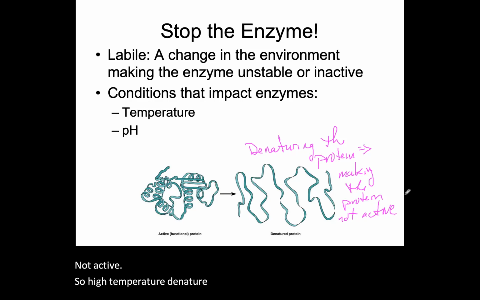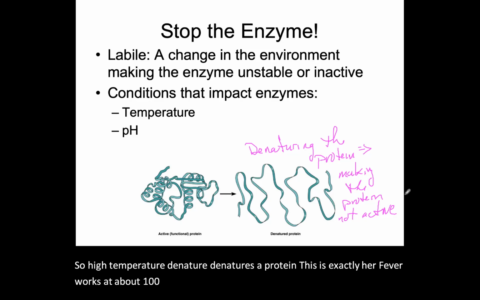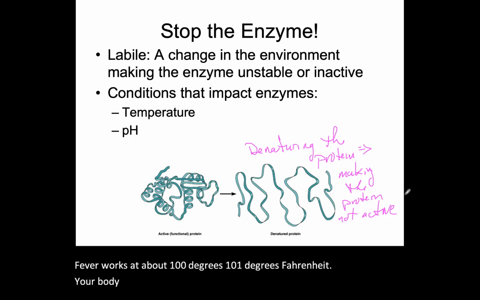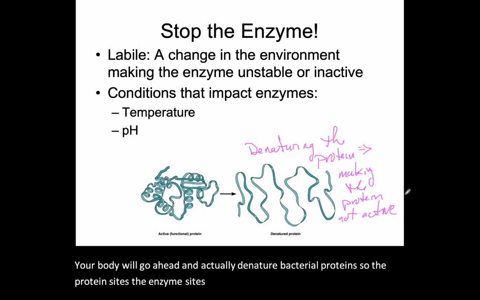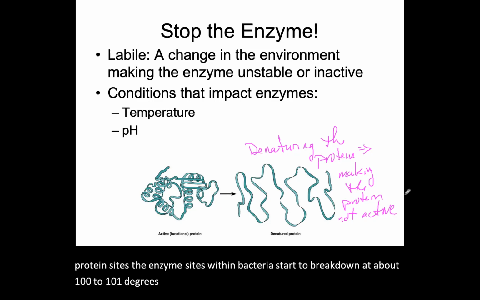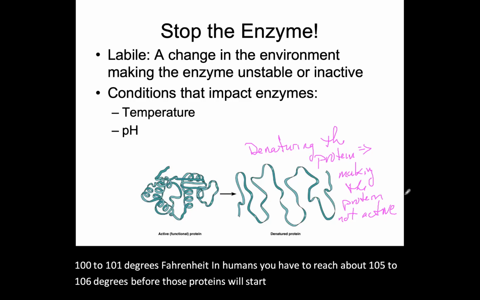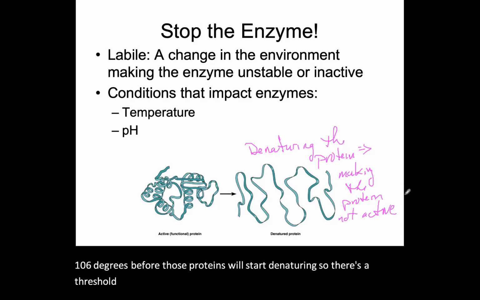This is exactly how a fever works. At about 100, 101 degrees Fahrenheit, your body will actually denature bacterial proteins. So the protein sites, the enzyme sites within bacteria start to break down at about 100 to 101 degrees Fahrenheit. In humans, you have to reach about 105 to 106 degrees before those proteins will start denaturing. So there's a threshold. So we can impact the function of an enzyme by changing the temperature.